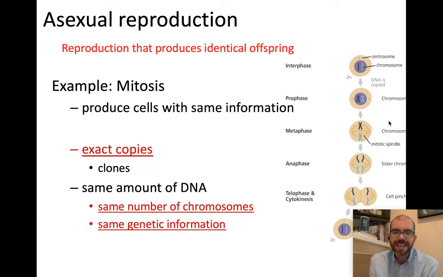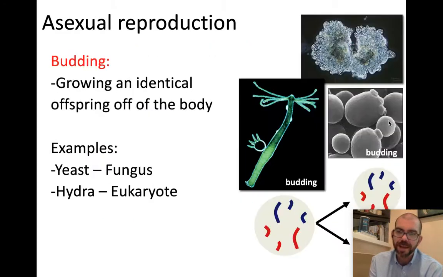So we've talked about asexual reproduction before. That's reproduction that produces identical offspring. That's mitosis. We have one cell with a specific set of information, and it makes two copies that are identical to the original parent. These are exact copies. They might as well be called clones of each other. The exact same genetic information and the exact same number of chromosomes are passed down.